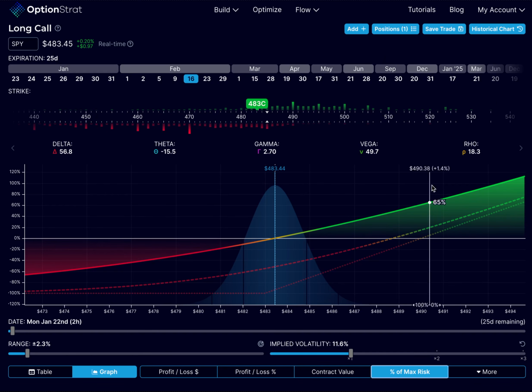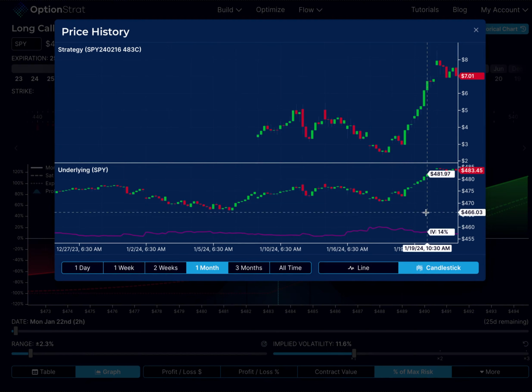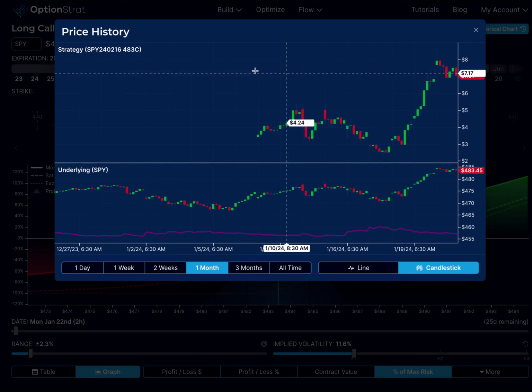So the next thing I want to cover is going to be these particular buttons up here. And I'm going to actually start at the right, showing you the historical chart. What the historical chart shows is the value, and I can look at it either in line format or in candlestick format, but this shows me the value of that option.